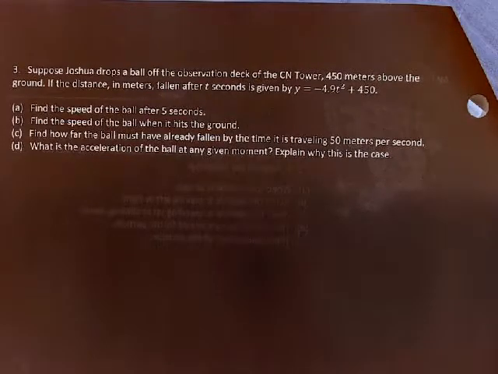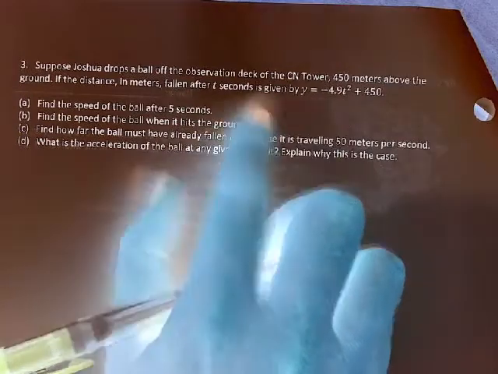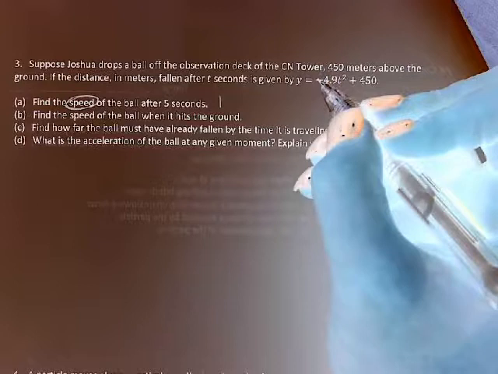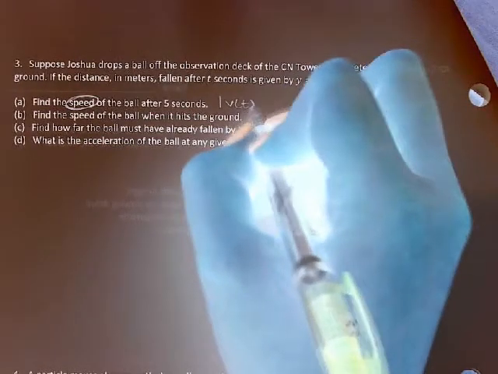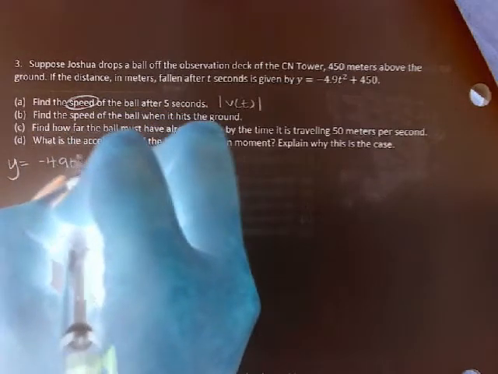Okay, so it says, suppose Joshua drops a ball off the observation deck of the CN Tower. It's 450 meters above the ground. If the distance in meters fallen after t seconds is given by this equation, find the speed of the ball after 5 seconds. So if you look at your blue sheet, how do we find speed? We derive it. Absolute value of the first derivative, v of t. Okay, so if y equals negative 4.9 t squared plus 450, then what is my first derivative?